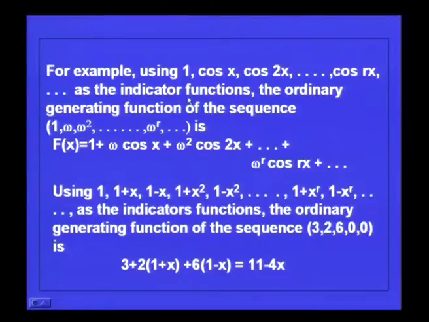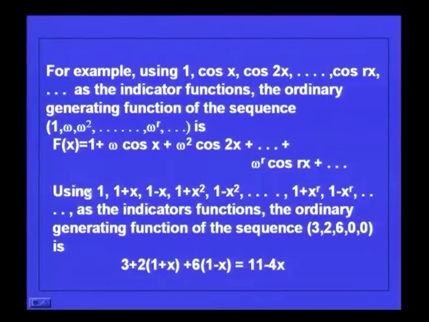Now, the indicator functions you can choose in any way, but you have to choose them in a proper manner so that a particular sequence can be represented in a unique manner, or one expression uniquely represents one particular sequence. Two sequences should not give rise to the same expression or function.